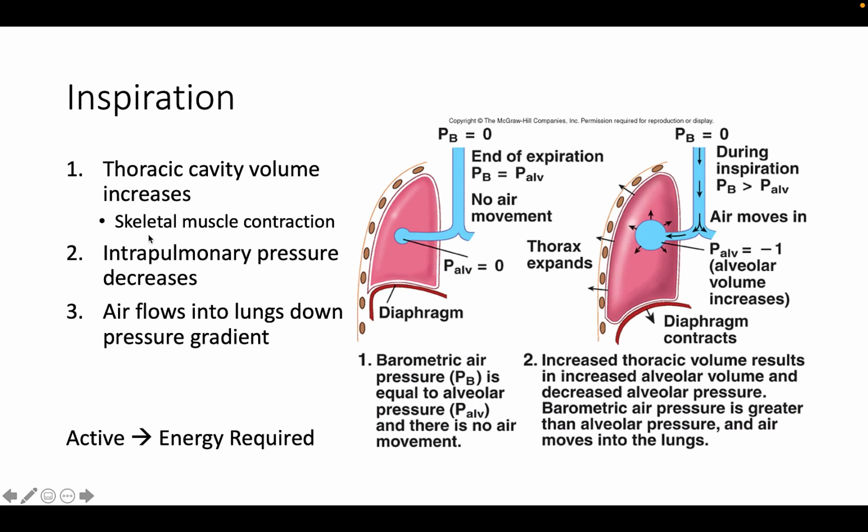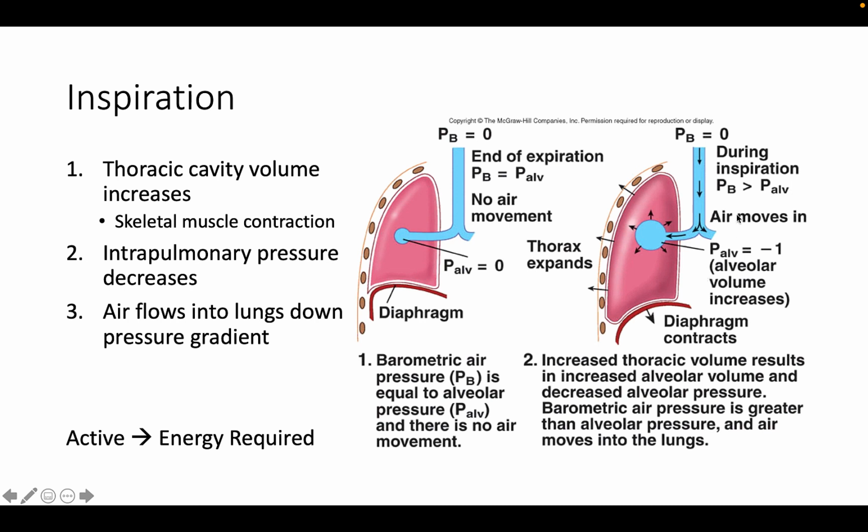So there's no movement. They're equal. Well, once the skeletal muscle contraction occurs, the intrapulmonary pressure is going to decrease. And that happens because the volume in there increased. And so that's what we're seeing here. Our volume, look, this is bigger than this. Our volume increased, which means our pressure decreased. The pressure is now less than the atmospheric pressure, which means the air is going to move down its concentration gradient, or down its pressure gradient, and into the lungs. So we can equalize that.